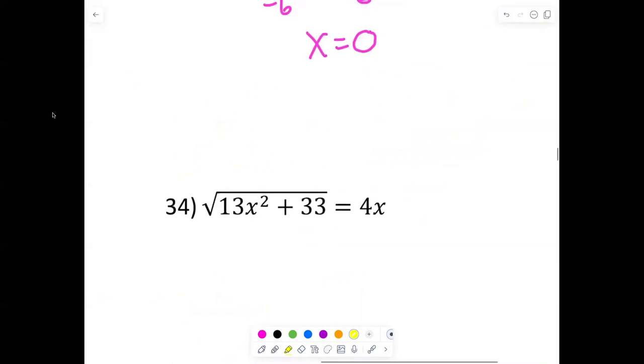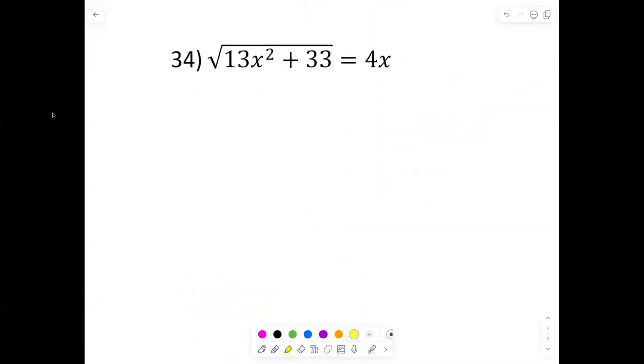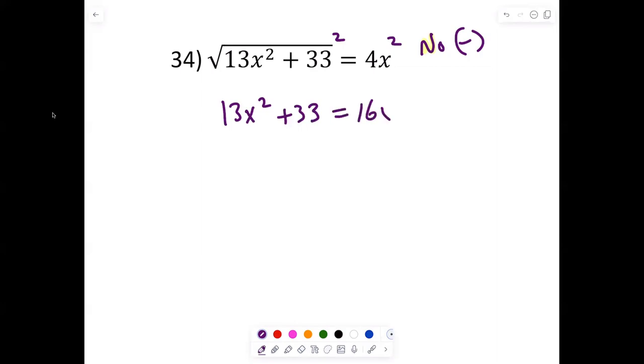All right. Here we go on 34. Can x be a negative this time? Can the answer be negative? No negatives. No negative answers. But first thing we're going to do is do what? Square both sides. 13x squared plus 33 equals 16x squared. So everybody agree with that? Anybody have any questions? Now we need to subtract 13x squared.